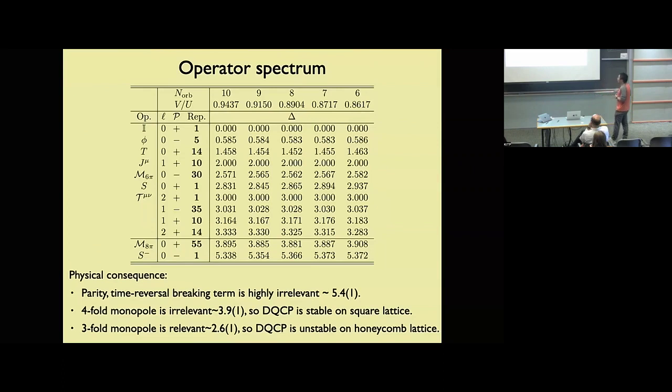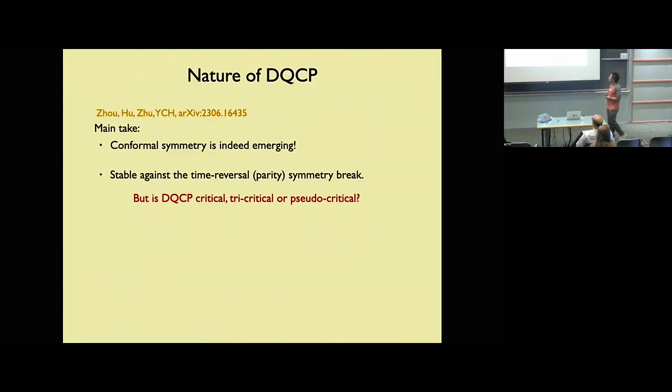And another thing is that this fourfold monopole, in the convention of the CP1 model, is actually irrelevant. That means the DQCP is stable on the square lattice. That was the original proposal for the DQCP story. And the other thing is that the threefold monopole is relevant. So that is suggesting the DQCP is unstable on the honeycomb lattice. Okay, so that is a physical consequence.